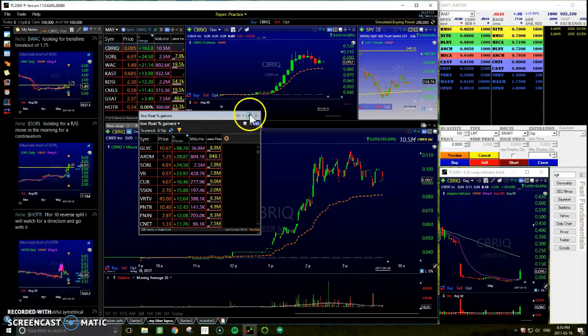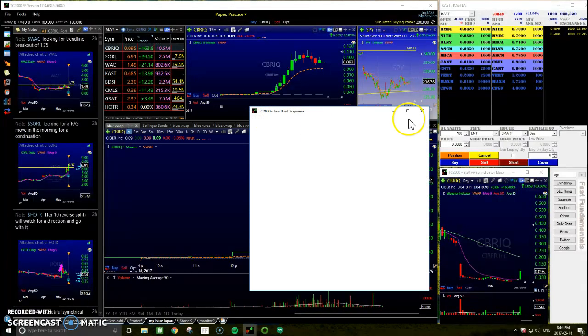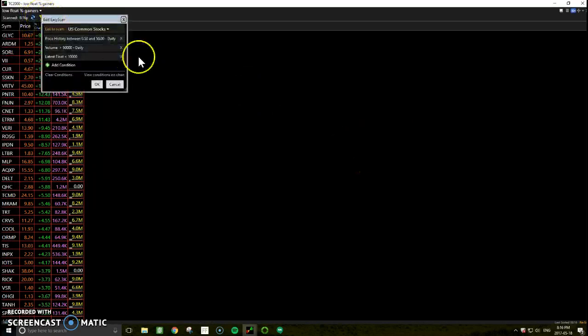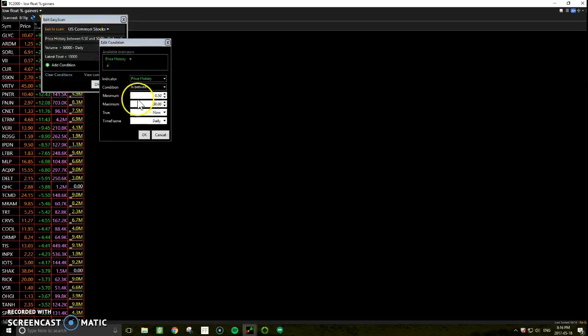We'll blow this up a little bit here. You go into this, and that's where you edit your conditions. This is my list of conditions. I put my price history between 50 cents and $50, because I also play bigger dollar amount stocks that are also low float. A lot of people don't realize that. They think float and price go hand in hand, but that's not true. And then you always put the time frame on the daily.